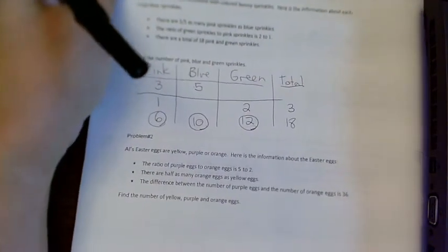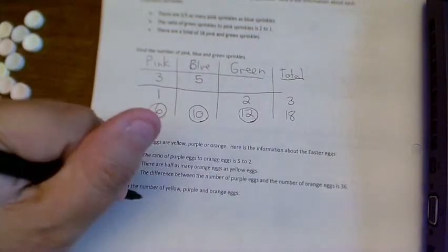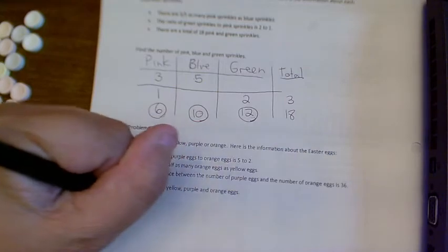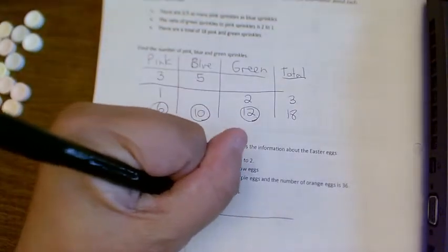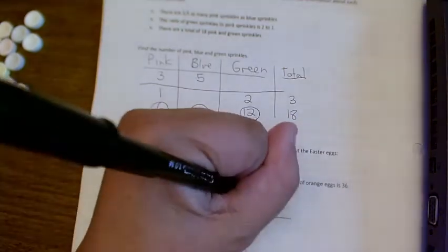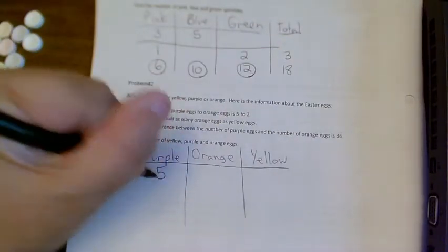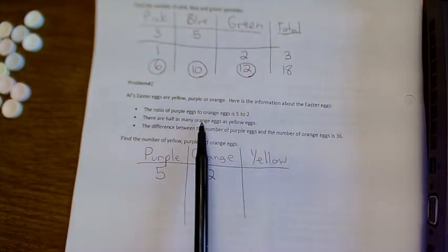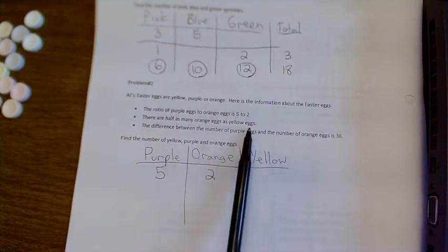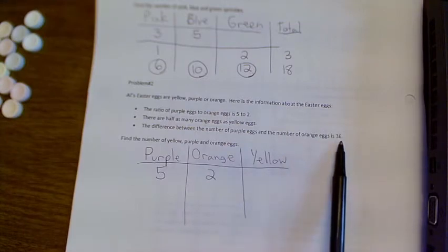All right, and then problem number 2. Let's see, the ratio of purple to orange. So let me write out purple. So we have purple and orange and yellow in this problem. Okay, so let's see what we know. Purple eggs to orange eggs is 5 to 2. Okay, so for every 5, we have 2 orange. There are half as many orange as yellow. And the difference between purple and orange is 36.